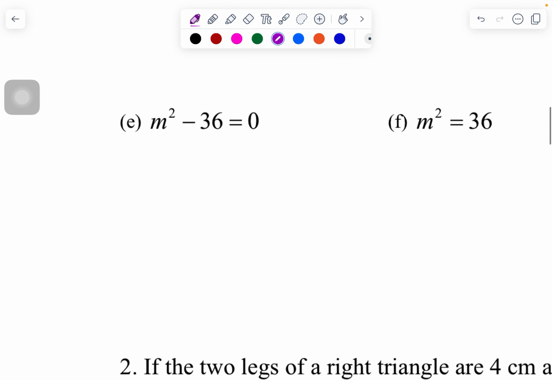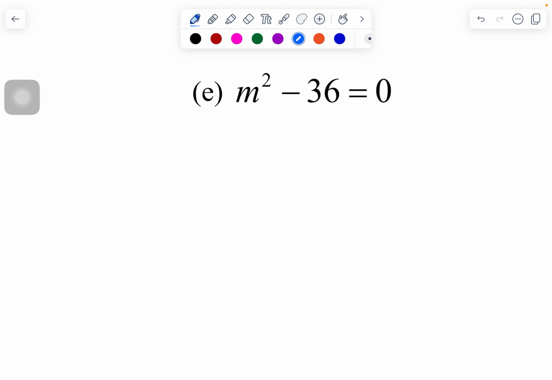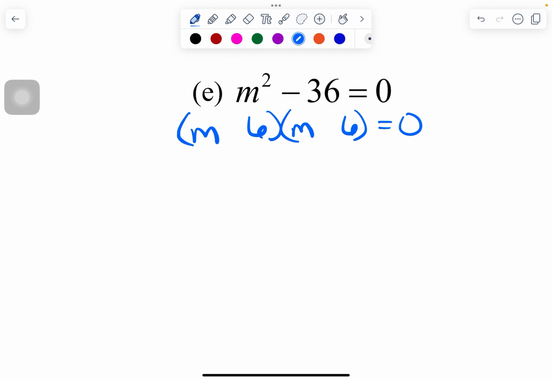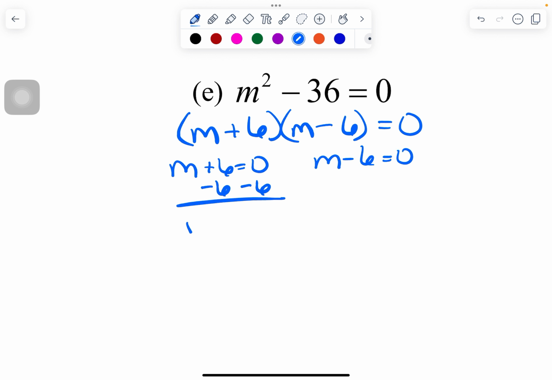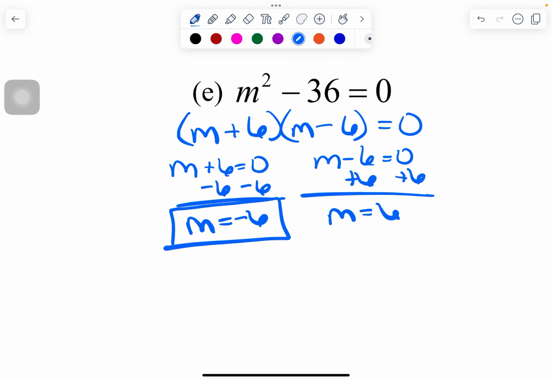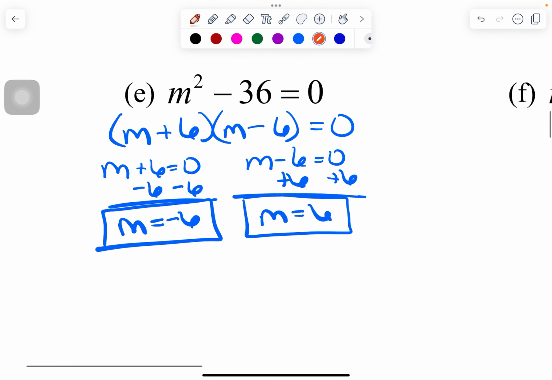All right, sliding on down to part E. Let's go ahead and factor this. We don't have any GCF, so this is a difference of perfect squares. So split the M, split the 36, make one positive, make one negative. And that's going to be M plus 6 equals 0, M minus 6 equals 0. So I subtract 6 from both sides. That's going to get me M equals negative 6. And if I add 6 to both sides, that's going to get me, well, M equals 6. All right, so part E is all done.